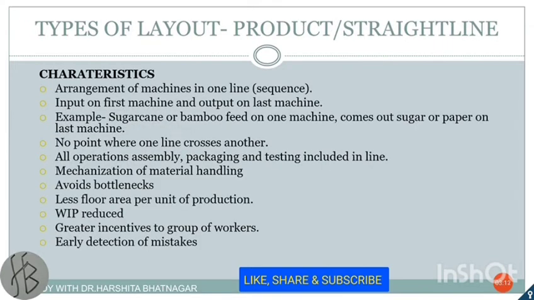Now we will discuss product layout, meaning straight line layout. Here the machines are arranged in one line, called a sequence. Input is given to the first machine, or fed on the first machine, and output comes out on the last machine. Example, sugarcane or bamboo is fed on the first machine and sugar or paper comes out on the last machine. No point is there where one line crosses another line. All lines are different. They do not cross each other.